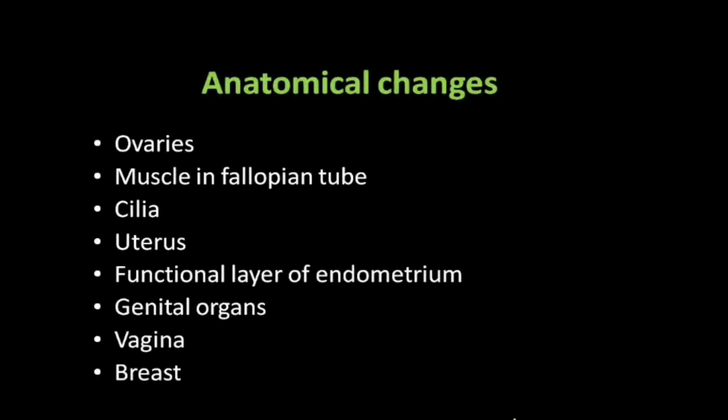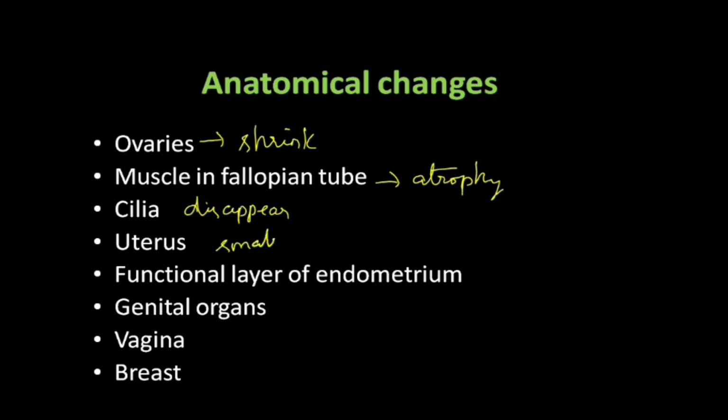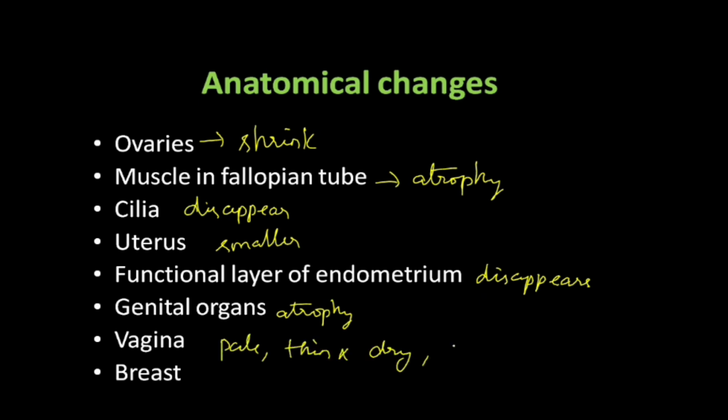Now, coming on to anatomical changes, ovaries shrink. Muscle in the fallopian tube will undergo atrophy. Cilia in the tubular epithelium will disappear. Uterus becomes smaller. Functional layer of endometrium also disappears, so only the basal layer remains intact. Genital organs also undergo atrophy. Vagina becomes pale, thin and dry, and they are more prone to develop senile vaginitis.